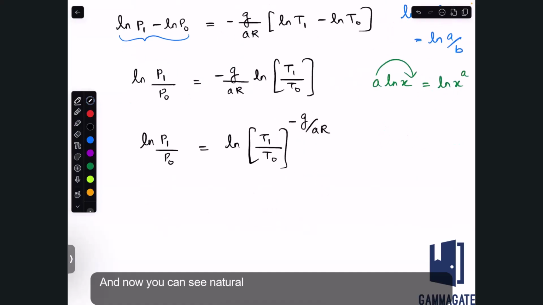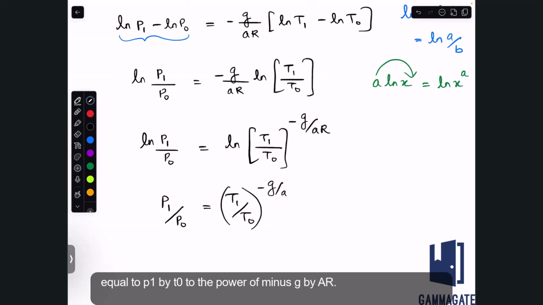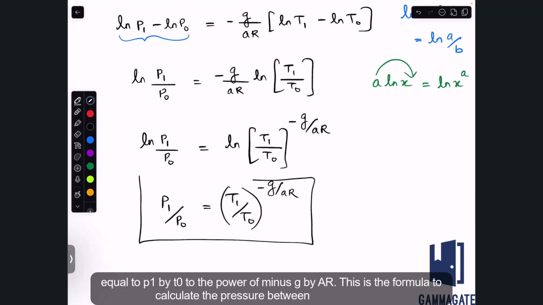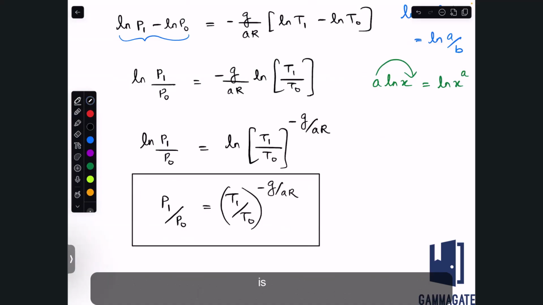And now you can see natural log is there on both sides. So P1 divided by P naught is equal to T1 by T naught to the power of minus g by aR. This is the formula to calculate the pressure between any two heights.